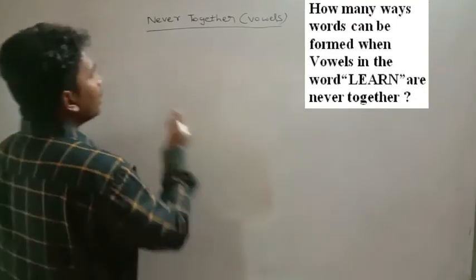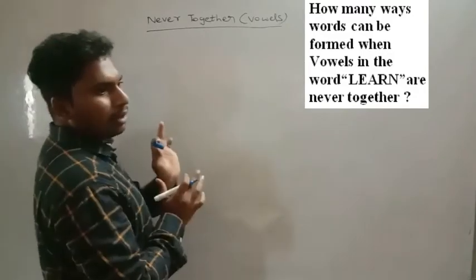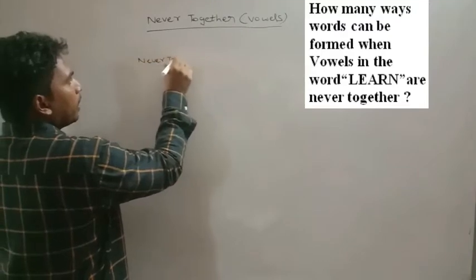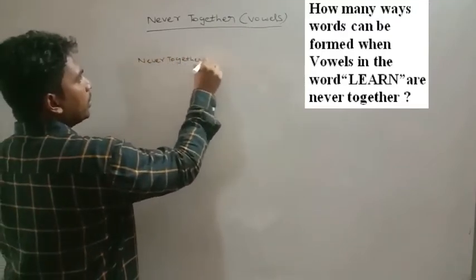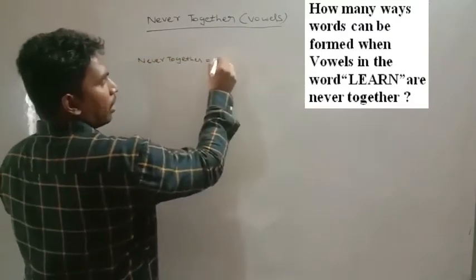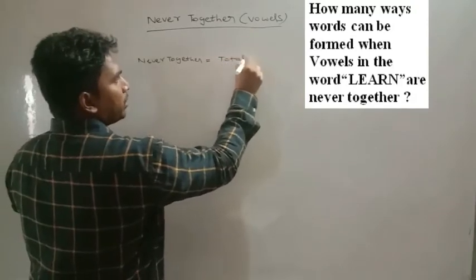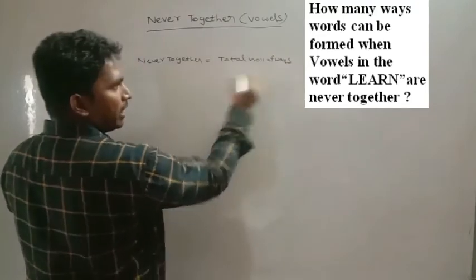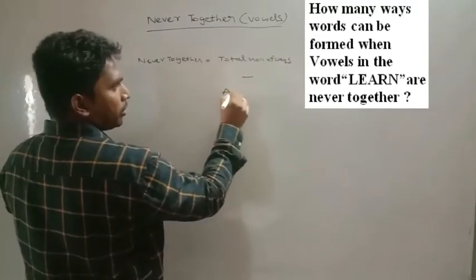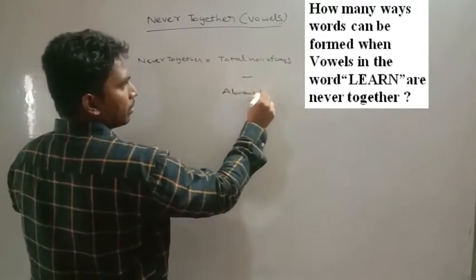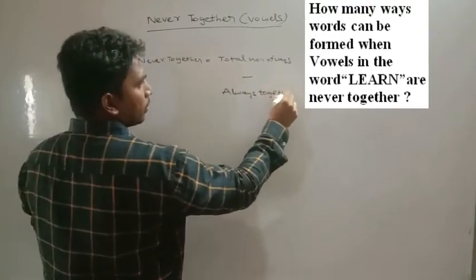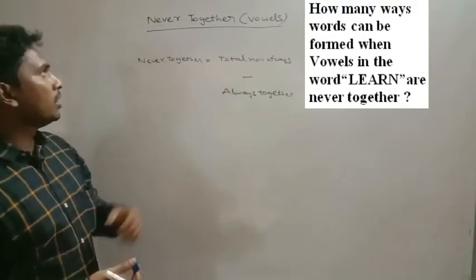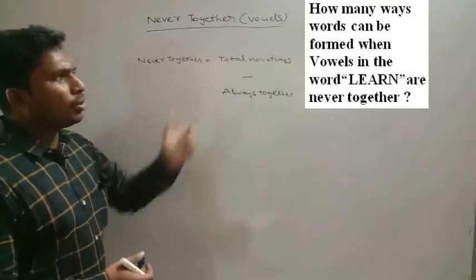Here you have a simple approach: never together is equal to total number of ways minus always together. Total number of ways minus always together. So what is the total number of ways?